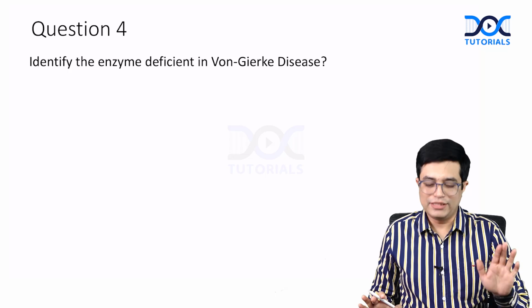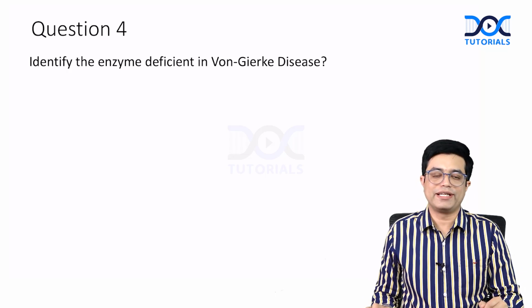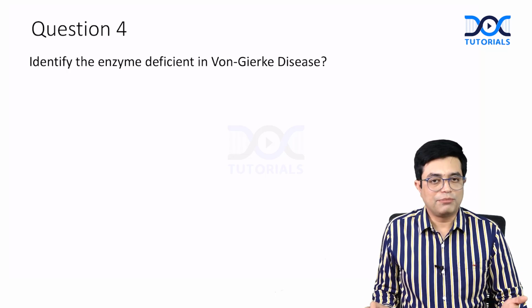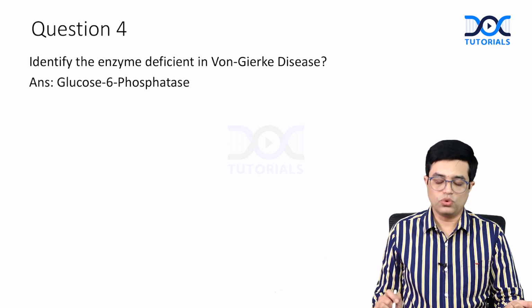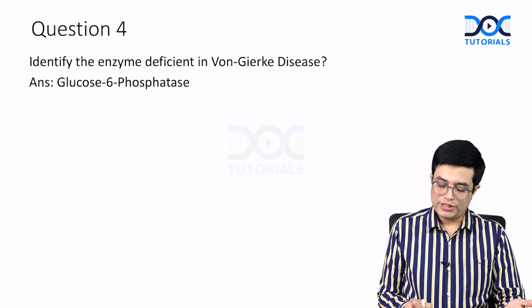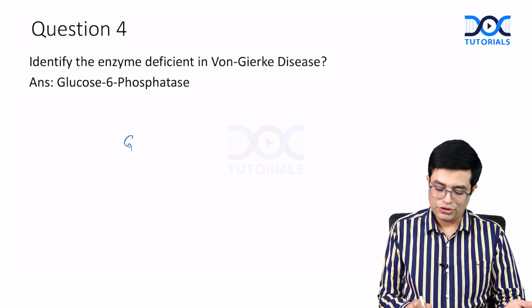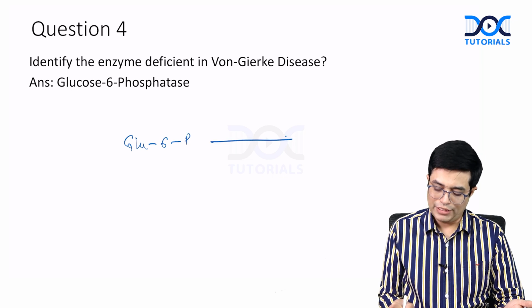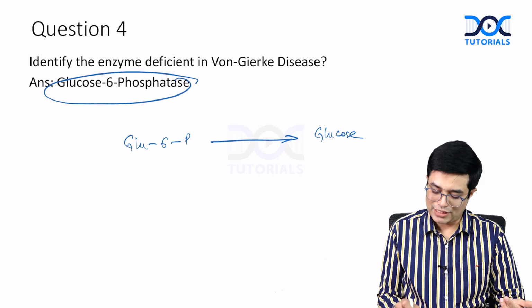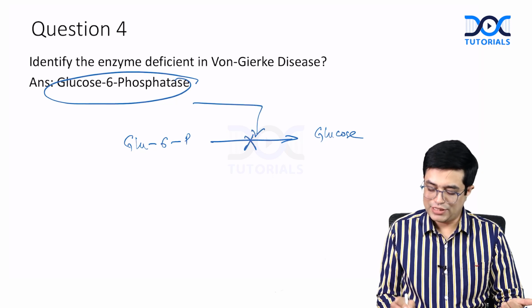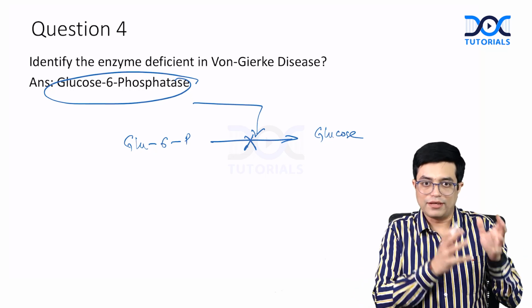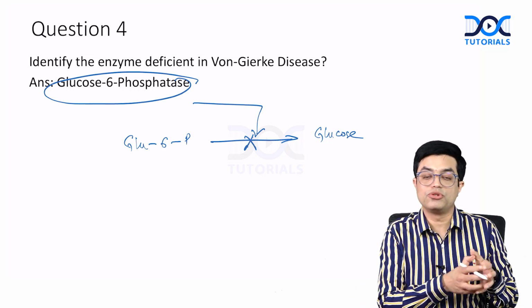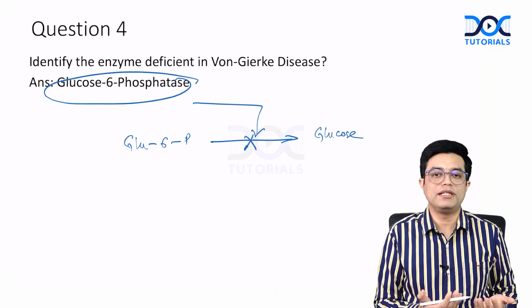Question number 4. Easy one. Absolutely easy. Identify the enzyme deficient in Von Gierke disease. It is a type of glycogen storage disease, GSD type 1, and the enzyme deficient here is glucose 6-phosphatase. Glucose 6-phosphatase is involved in the conversion of glucose 6-phosphate into glucose, with removal of the phosphate residue. This enzyme is present here. If it is absent, it leads to accumulation and back pressure changes, resulting in accumulation of glycogen deposits in the liver. There is hepatomegaly in the patient.